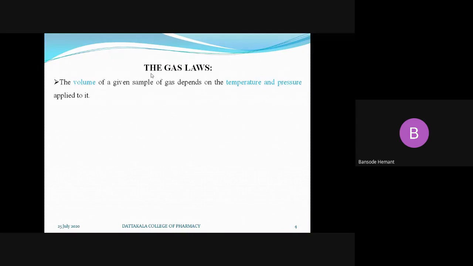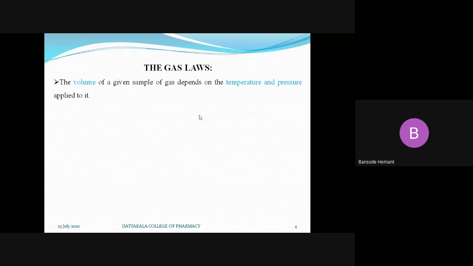Okay, so we have discussed in the characteristics of the gaseous state, the volume of a given sample of gas depends upon the temperature and pressure applied to it. In the first case, we observed that if we increase the temperature, the volume of gas increased. In the second case, what happens if you apply the pressure with the help of pistons?